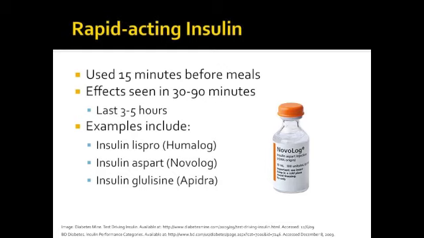Rapid-acting insulin is used 15 minutes before eating a meal and allows patients to coordinate their insulin levels with their meals. The effects of rapid-acting insulin peak in 30 to 90 minutes and last 3 to 5 hours. Examples of rapid-acting insulin are Lispro, Aspart, and glulisine.